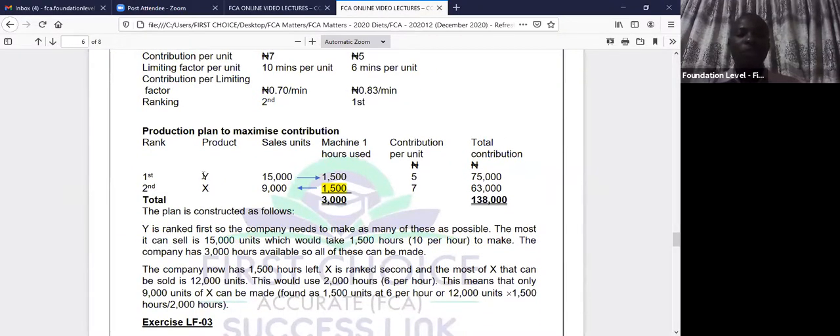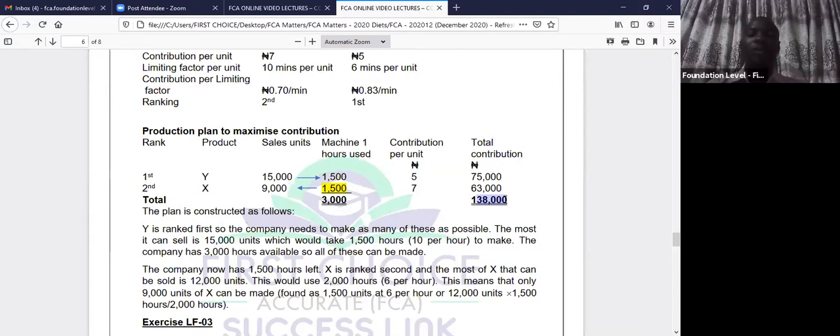It means if we do Y 15,000 units and it is contributing 5 naira per unit, 5 times 15,000 simply gives me 75,000. Then when we get to X, we are producing 9,000 units, contributing 7 naira. 9 times 7 is 63,000. You add these two up, 138,000 is your maximum contribution you can get.